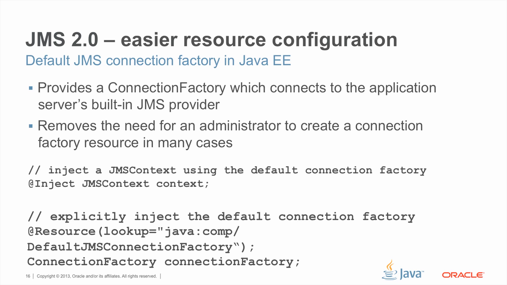If you're injecting a JMS context, then by default, it'll use the default connection factory. So just declare the JMS context in a field, add the @Inject annotation, and you're done. You can use it to send and receive messages. If you're not injecting a JMS context, but want to use the @Resource annotation to inject the connection factory itself, then you can do that by specifying this special string as the lookup name.